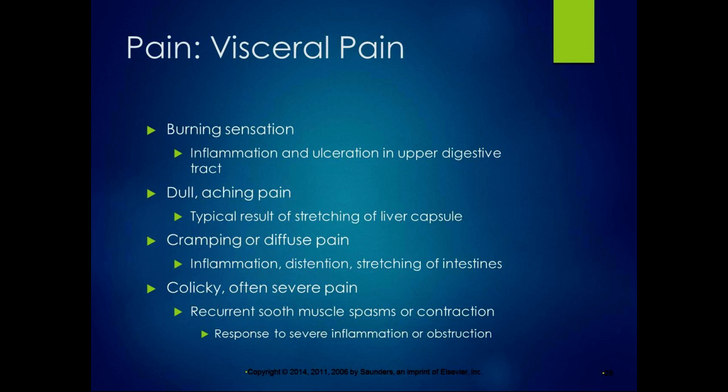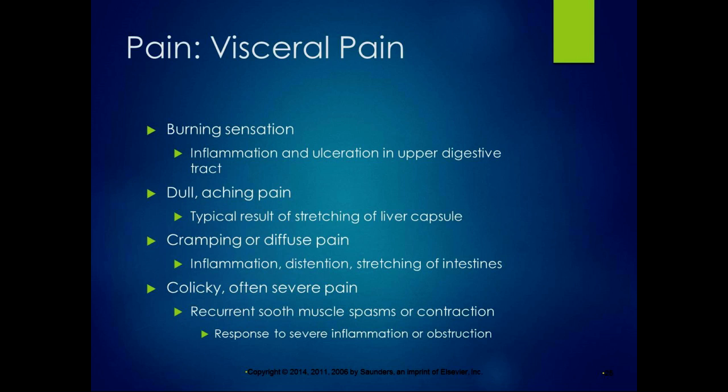So we're going to talk a little bit about pain because a lot of times there's pain associated with digestive disorders. So we're going to talk about different types of pain. Visceral pain is pain in your organs, basically, in your digestive organs, particularly. A burning sensation could be caused by inflammation and ulceration in the upper digestive tract, like if you had a hiatal hernia or acid reflux disease could cause that burning sensation.